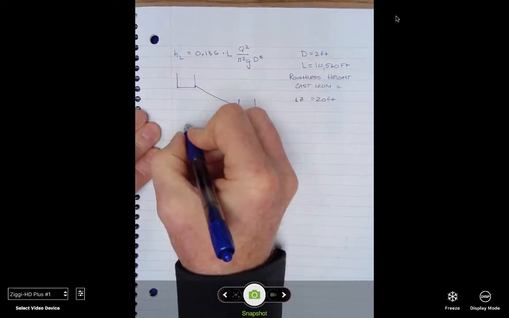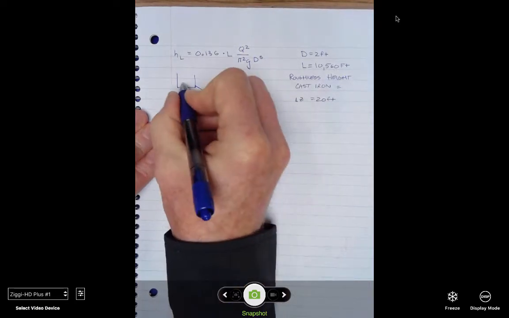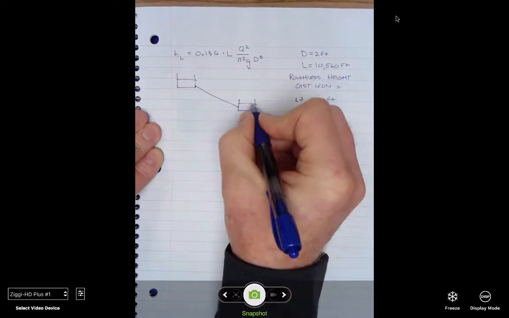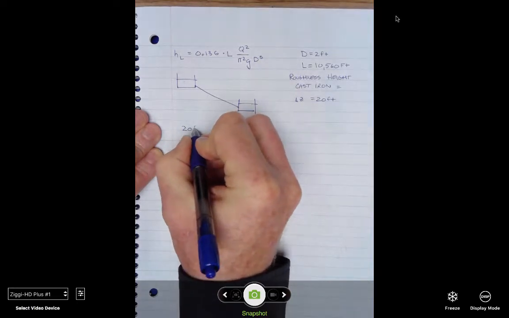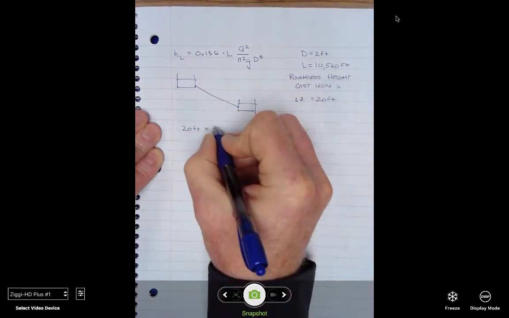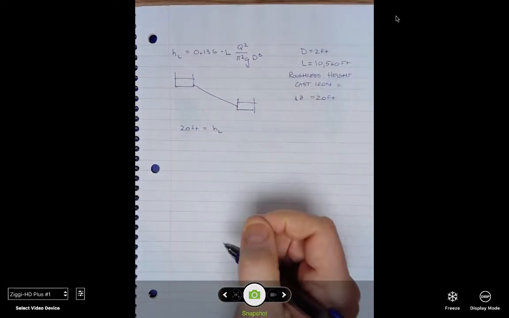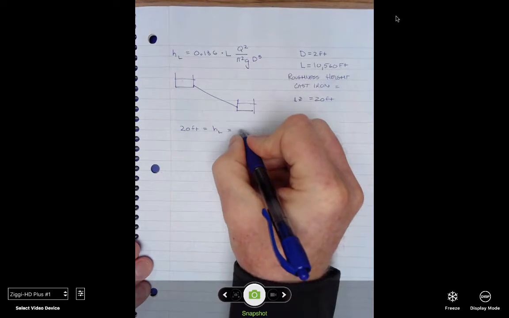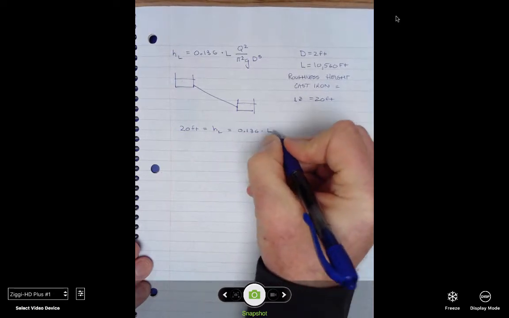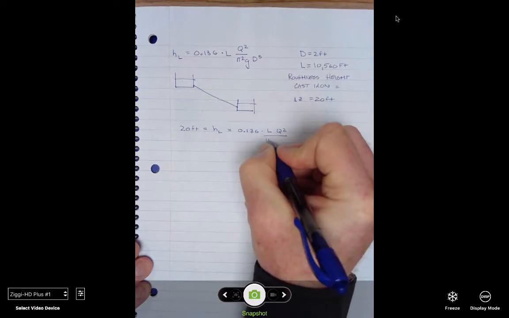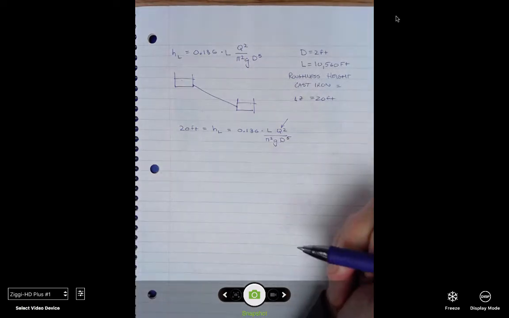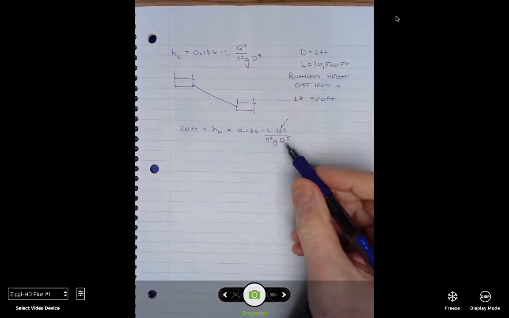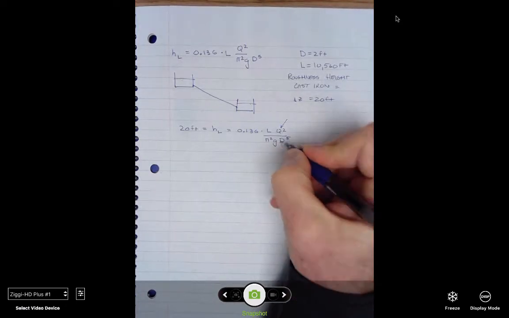We have all the pieces, and if we look at the left side, we would have the total head at the left equal to the total head at the right plus the head loss. So we have 20 feet equals head loss, which is a function of Q, which is equal to 0.136 times the length times Q squared over pi squared g d to the 5th power. The only thing that's unknown is Q, so it wouldn't be too difficult to solve this equation for Q.